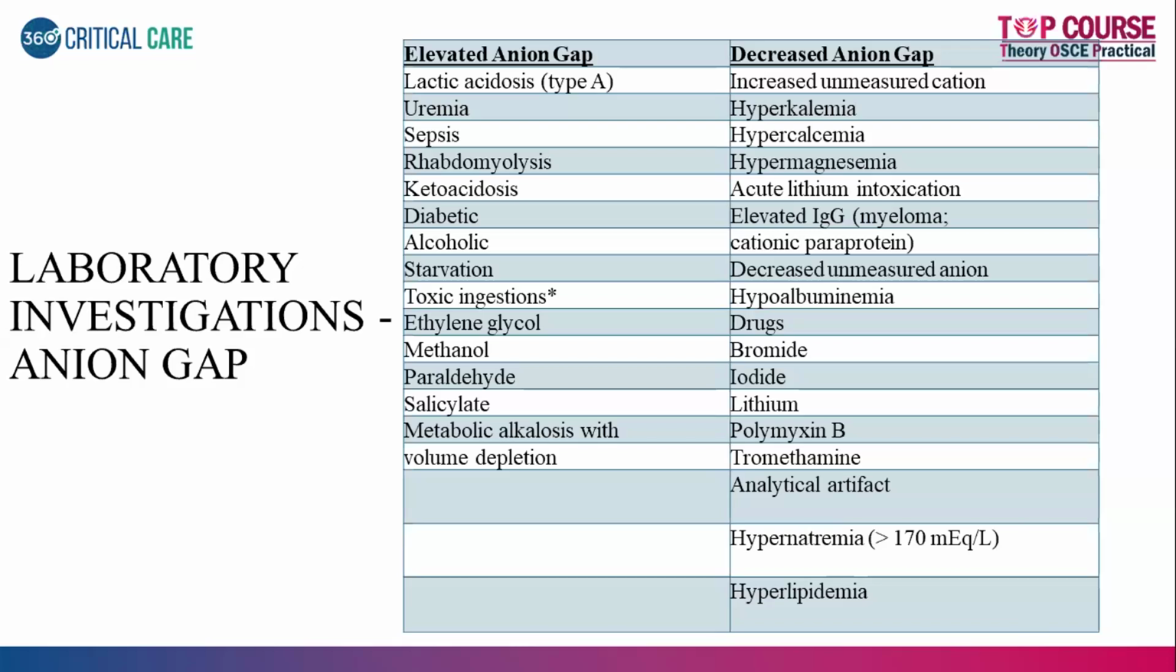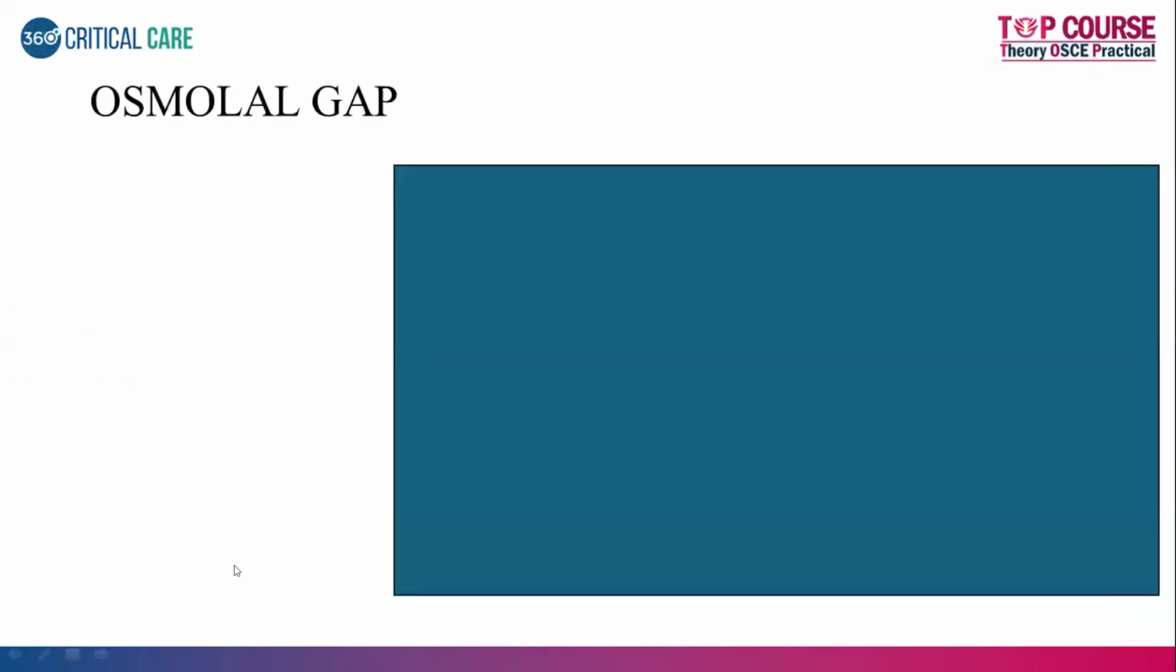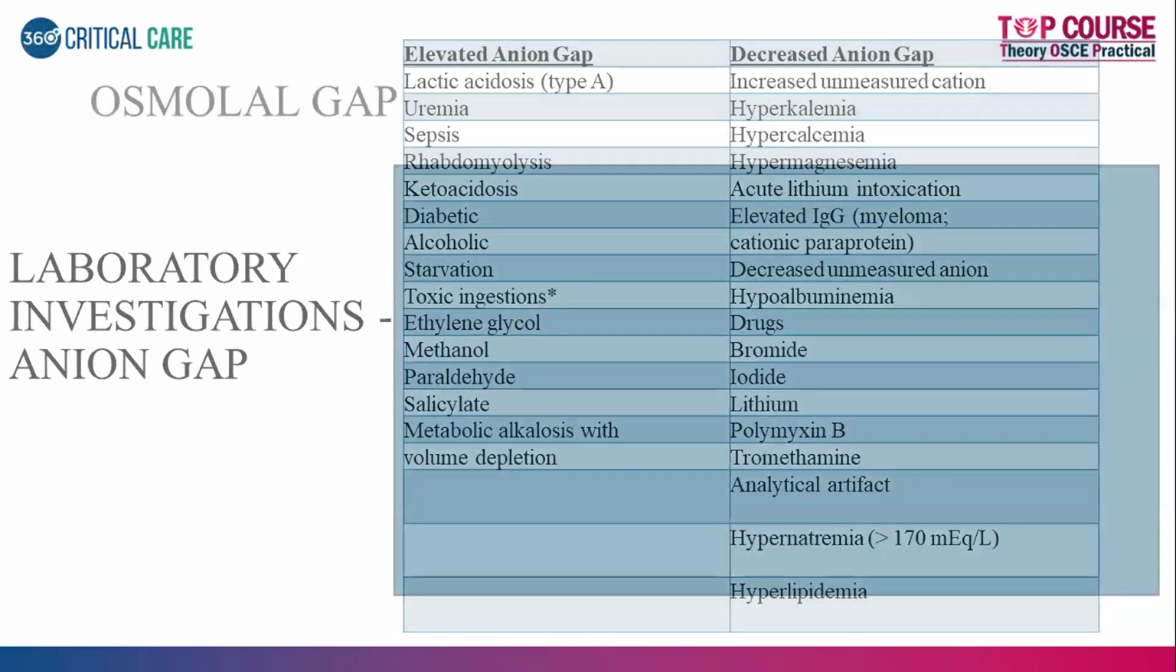So in the toxic ingestions, it would be ethylene glycol, methanol, paraldehyde, salicylate, and any of the alcohols. Now coming to the osmolar gap. This is very, very important. If the patient has an elevated anion gap, try to calculate the osmolar gap.